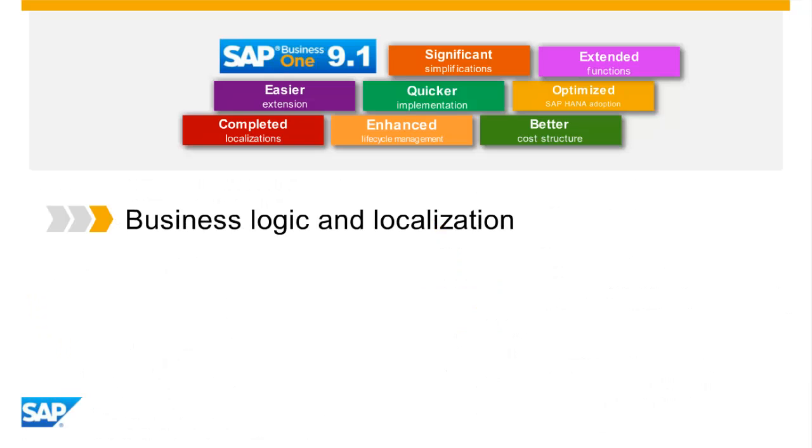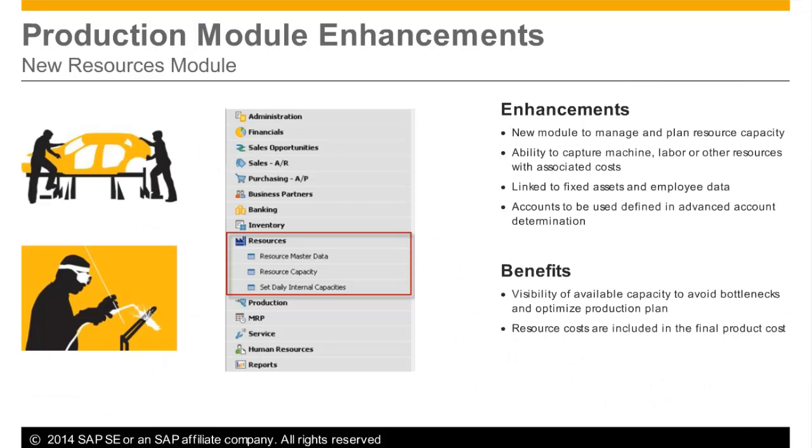Business logic and localization. A completely new module has been added to manage resources required in the production process. With this, it is possible to include machine, labor, and other costs. Resources will capture the time units needed to produce as well the associated costs. This way, it is possible to capture per resource type up to 10 different costs in the end product. The timing aspect will benefit planning, as now it is easy to identify bottlenecks or resource shortages in the production and thus optimize the usage of available resources.